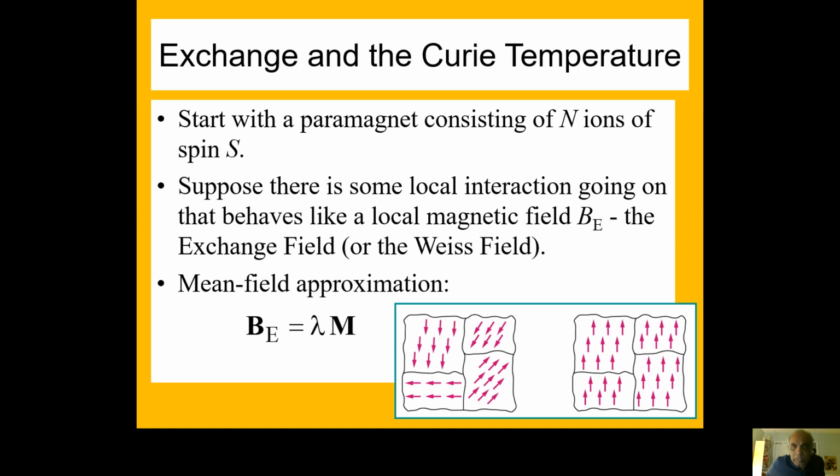When you talk about the ferromagnet in terms of exchange energy and associated Curie temperature, we start with a paramagnet that has N atoms or ions, each with spin S. Suppose there is some local interaction that behaves like having a local magnetic field. We call it a Weiss field, or the exchange field.